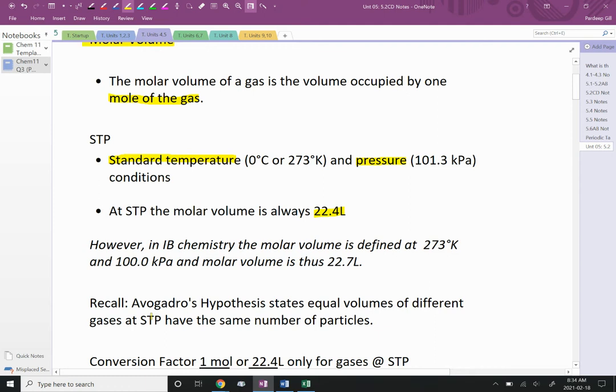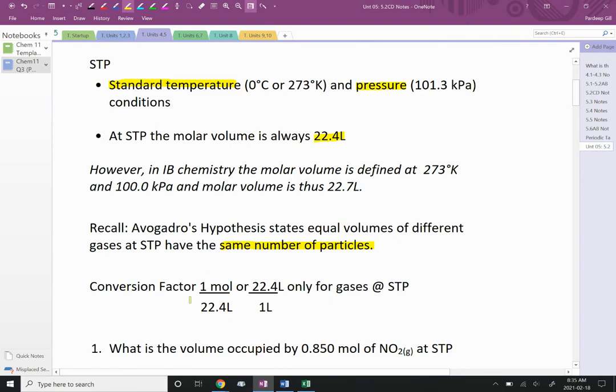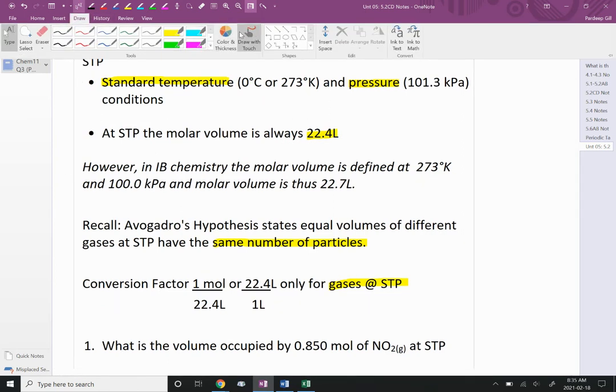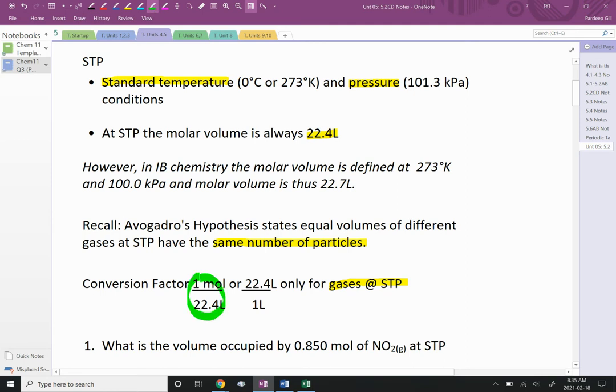Just a quick thing before we jump into calculations. Remember, Avogadro's hypothesis states that equal volumes of different gases at STP will have the same number of particles, which is 6.02 times 10 to the 23. So the conversion factor for this lesson that you have to keep in mind is when we're dealing with gases at STP, the conversion factor is 1 mole over 22.4 liters, or you can say 22.4 liters over 1 mole. So let's just fix it up there.